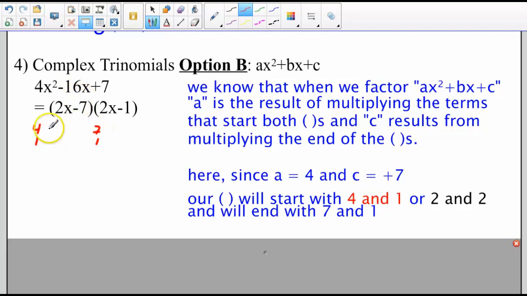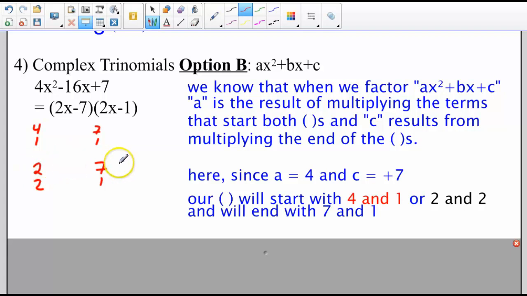Of course it doesn't. So other possibilities would be the 4 times the 7 and the 1 times the 1, again to get those numbers that add up to the middle here. Clearly 4 times 7 is 28, and 1 times 1 is 1. Those two numbers don't work out to add up to the 16 in the middle. So I'm going to have a combination of 2, 2 and 7, 1.